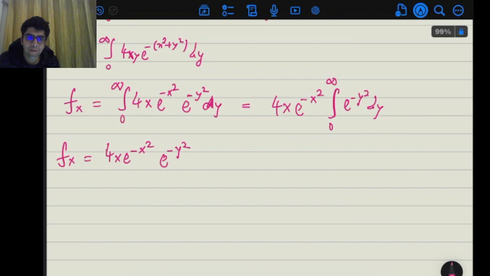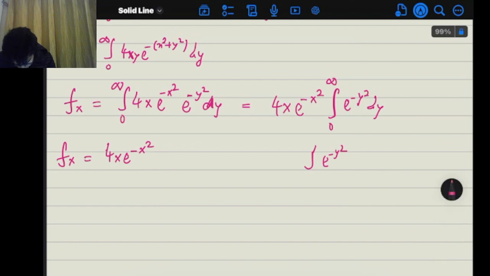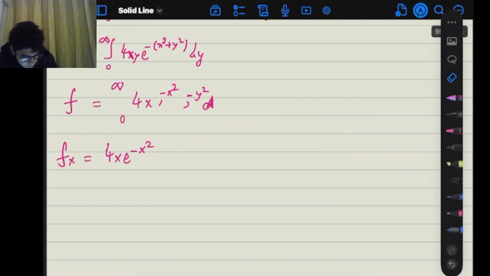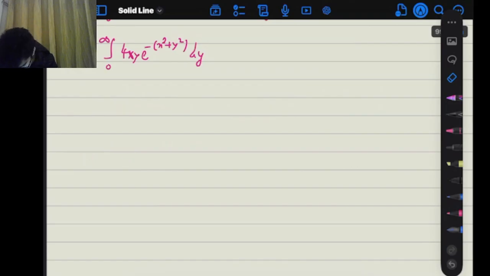This is a special kind of integral, so I need to do some manipulations to solve this. The form of the gamma integral is... or I can use e to the power minus y square. Wait a minute, I have another term here, right? Oh, I've missed something. I missed y here. So I ignored y from this.